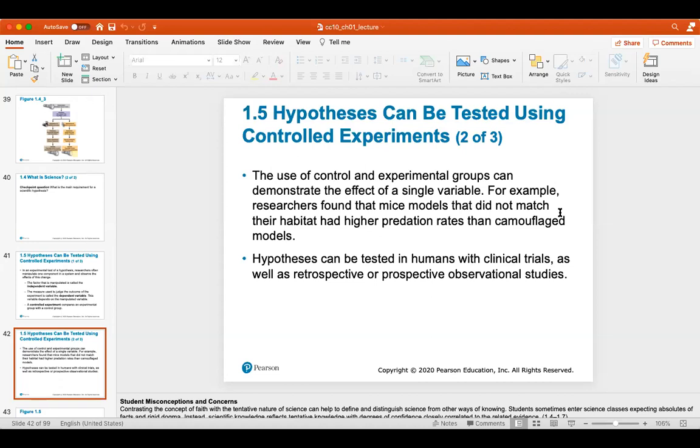For example, researchers have found that mouse models that did not match their habitat had higher predation rates than camouflaged models, and hypotheses can be tested in humans with clinical trials as well as retrospective or prospective observational studies.